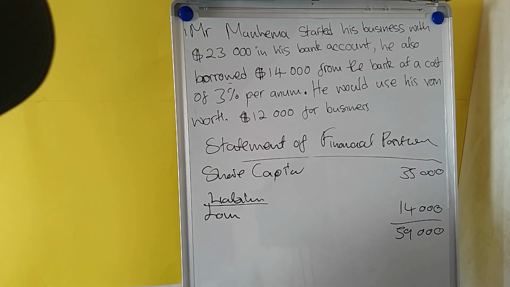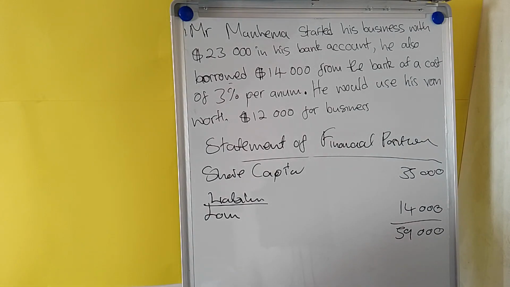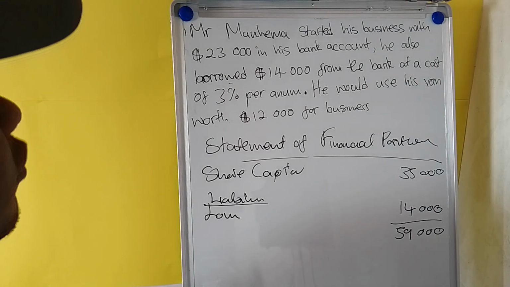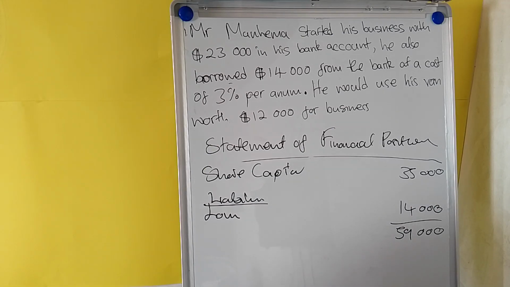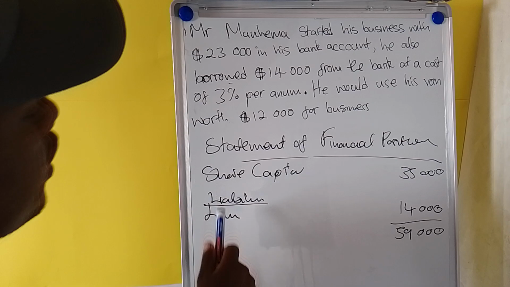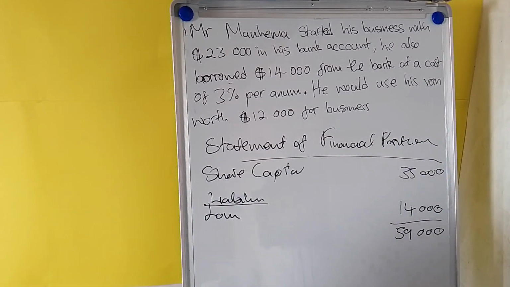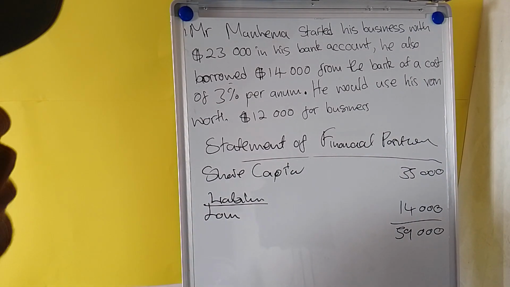All items which are falling under assets, they've got a debit balance. All items which fall under capital have got a credit balance, and all items which fall under liabilities also have credit balance. So that's the accounting equation for you.